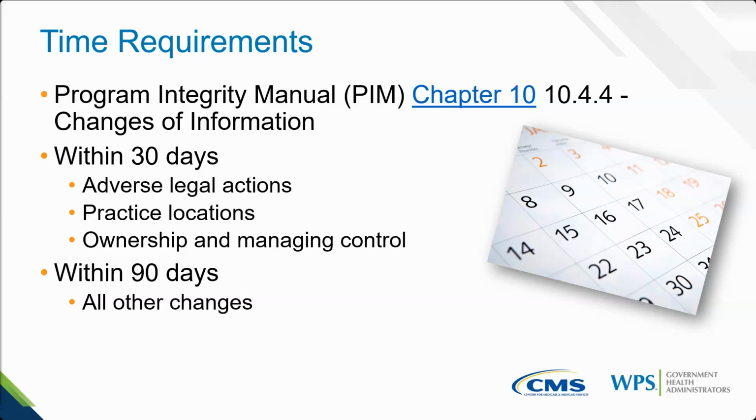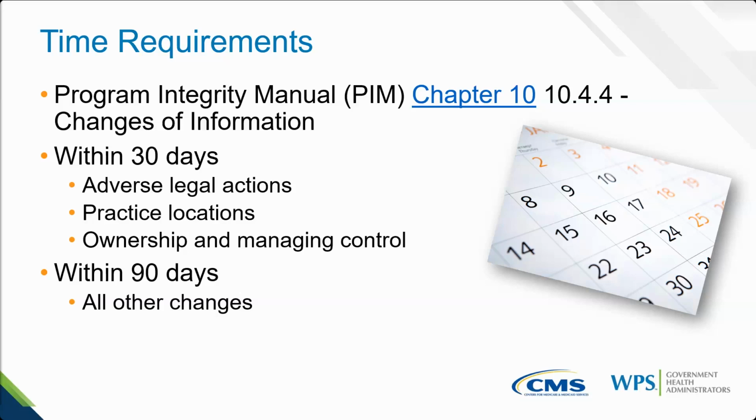So any adverse legal actions, if there is a conviction, that needs to be reported within 30 days of that happening. So that has to happen fairly quickly. Practice locations. Again, I mentioned if a practice location is not on file, it's not going to process, it's going to cause denials. So that's something that we need to see quickly. And then any changes to ownership or managing control.